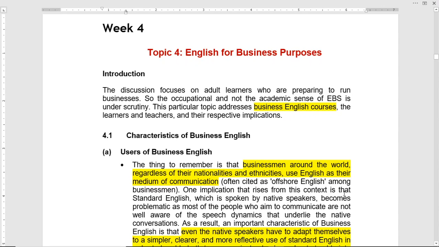In such a course, we have to remember who are the users of business English. They are businessmen, those who are involved in business around the world, in different levels, in different capacities. Regardless of their nationalities and ethnicities, they use English as their medium of communication. This involves cross-cultural communication. This involves different business contexts.